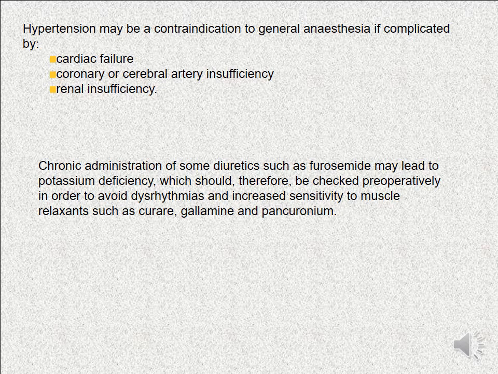Hypertension may be a contraindication for general anesthesia if complicated by cardiac failure, coronary or cerebral artery insufficiency, or renal insufficiency. Chronic administration of some diuretics such as furosemide may lead to potassium deficiency, which should therefore be checked preoperatively in order to avoid dysrhythmias and increased sensitivity to muscle relaxants such as curare, gallamine, and pancuronium.